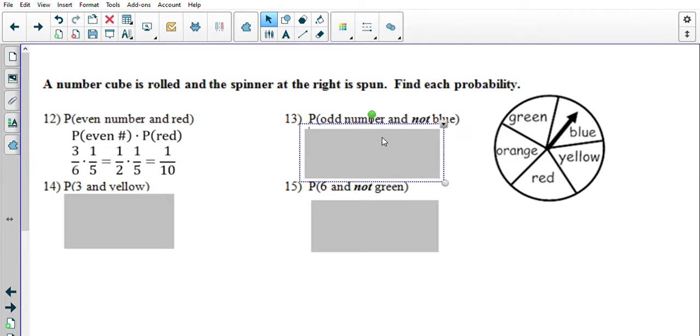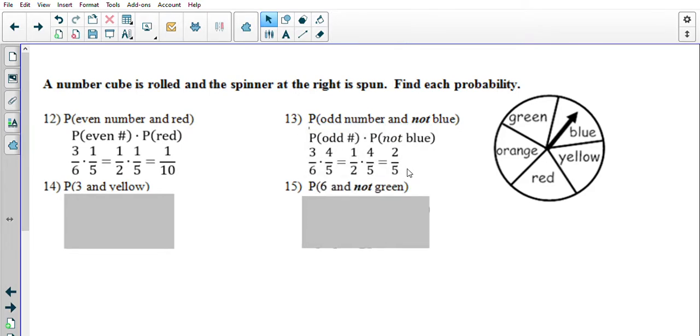Number 13, probability of an odd number and not blue. So the odd number is 3 out of 6, very similar to the even number, but not blue is 4 out of the 5 sections, everything that is not the blue section. So take 1/2 times 4/5. That will get us, if you have 4/10, that's great, but it reduces to 2/5.